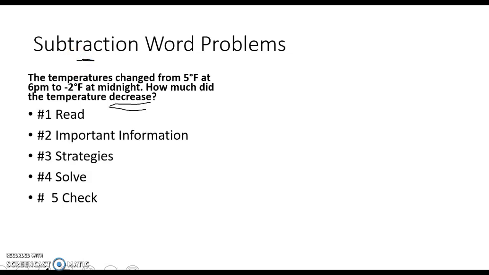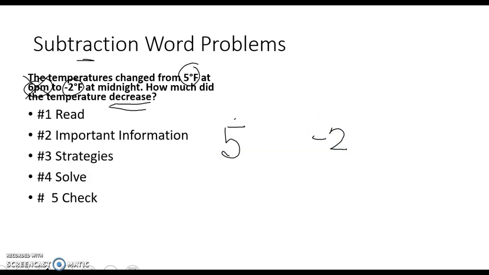So what's some important information? There's 3 numbers that I can identify here, but we're talking about temperature. So we need to be able to identify that 6 p.m. is really not relevant to the answer that I'm looking for. I am looking for a change, so a difference in a positive 5 degrees Fahrenheit and a -2.